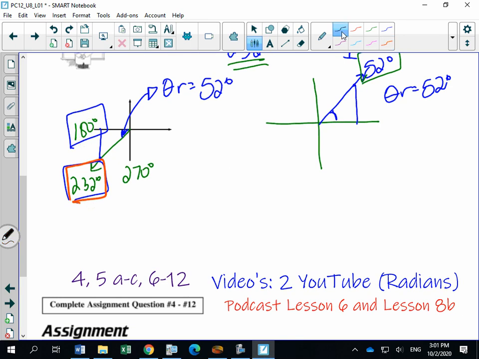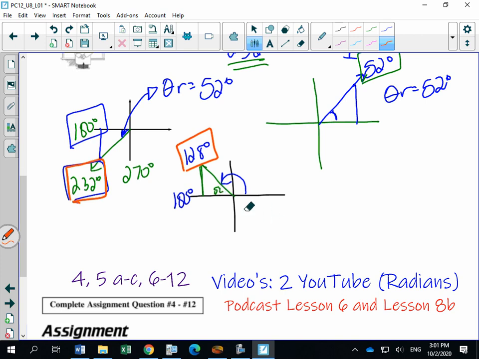Let's put 52 degrees in quadrant 2. If I put a 52 degree reference angle here, and I ask what's the angle in standard position, what would that angle be? 180 degrees minus 52 degrees would give us 128 degrees. So this angle, 128 degrees, has a reference angle of 52 degrees.